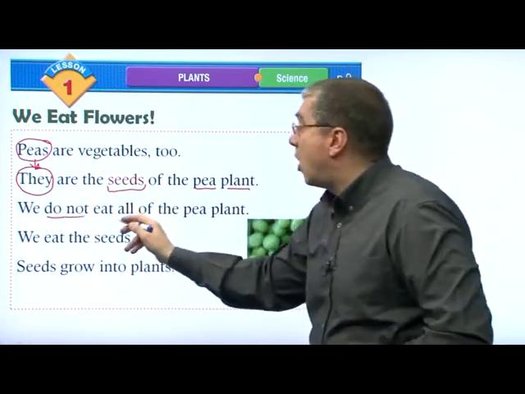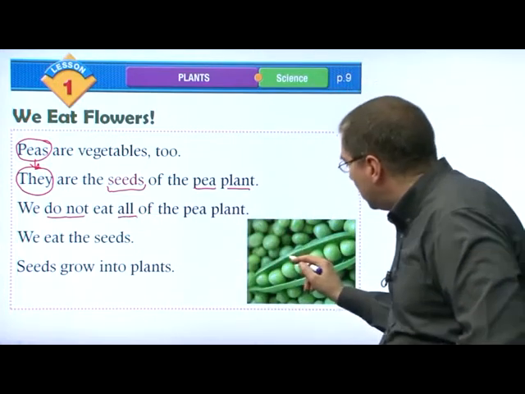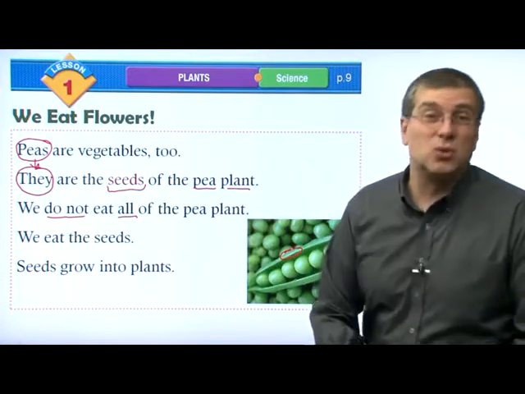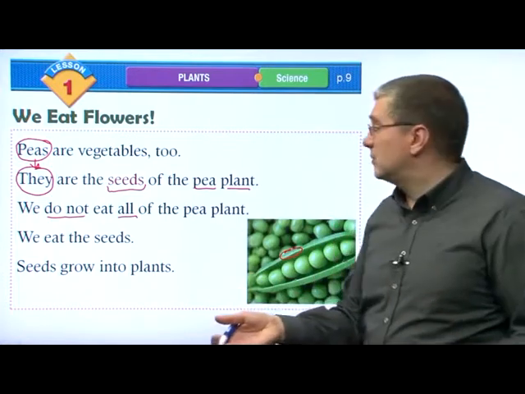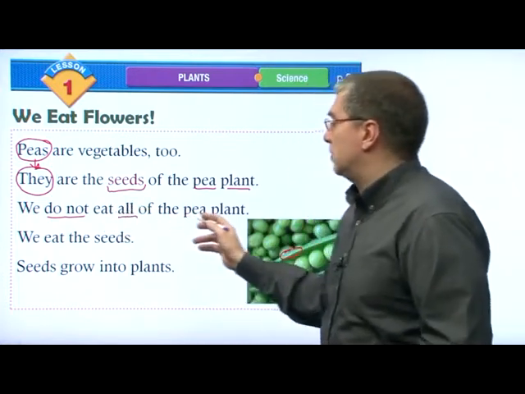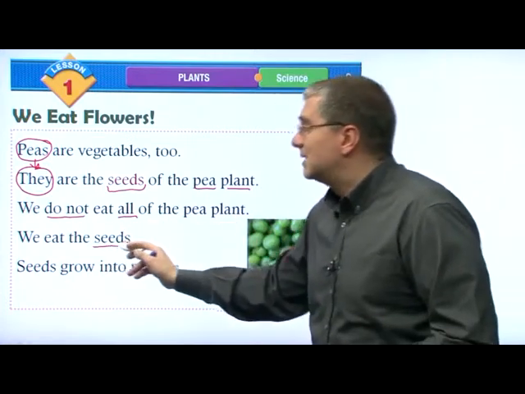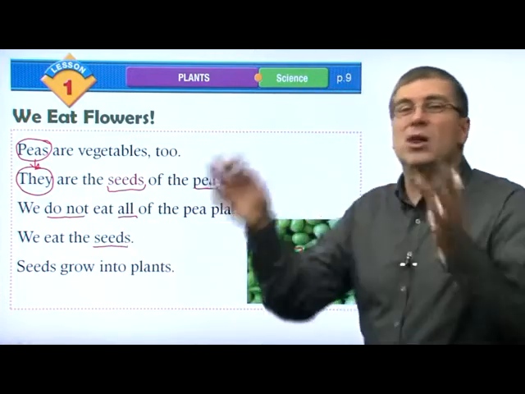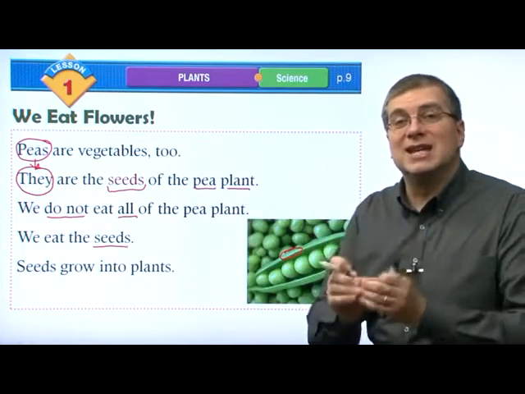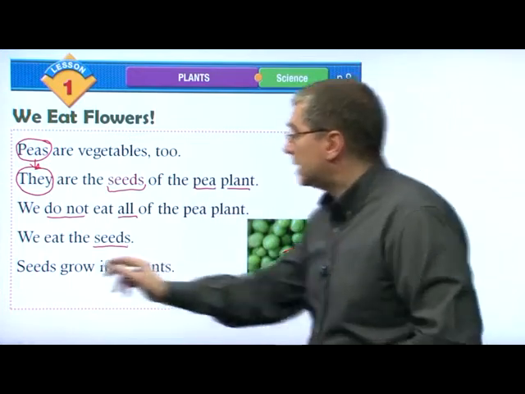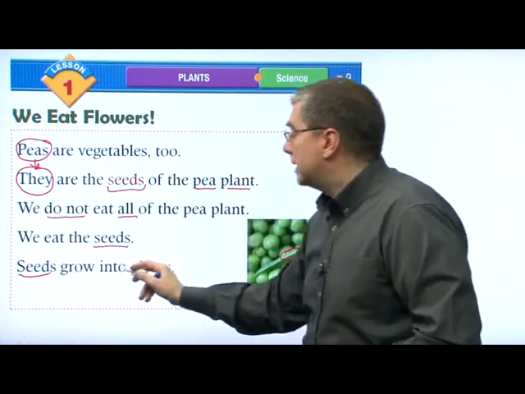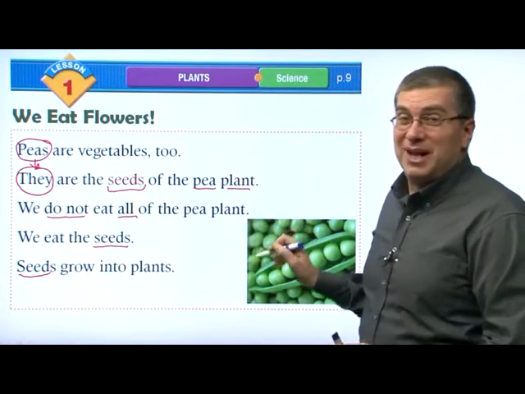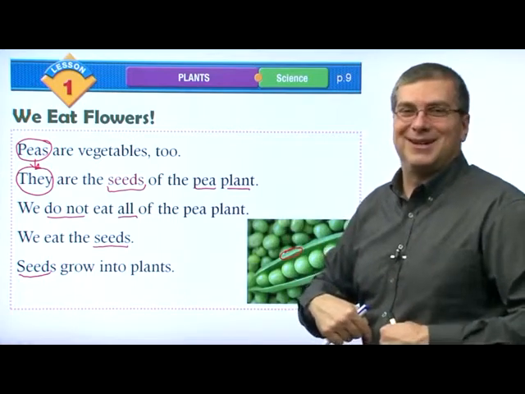We do not eat all of the pea plant. We don't eat the leaves. We don't eat the roots. We don't eat the stems. We eat the seeds. Only the seeds. Seeds grow into plants. But if we eat them, they don't grow into plants. They go into our stomach, right?